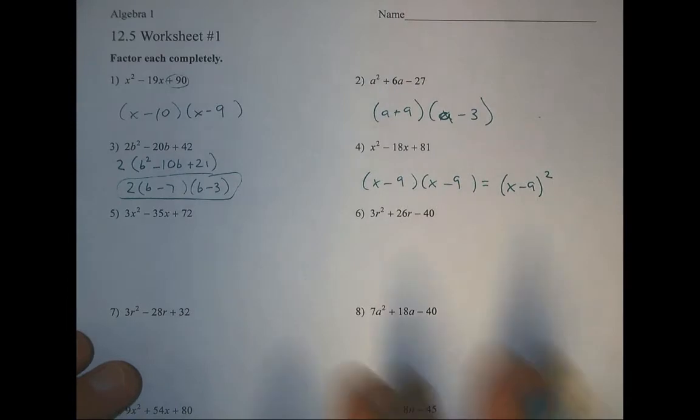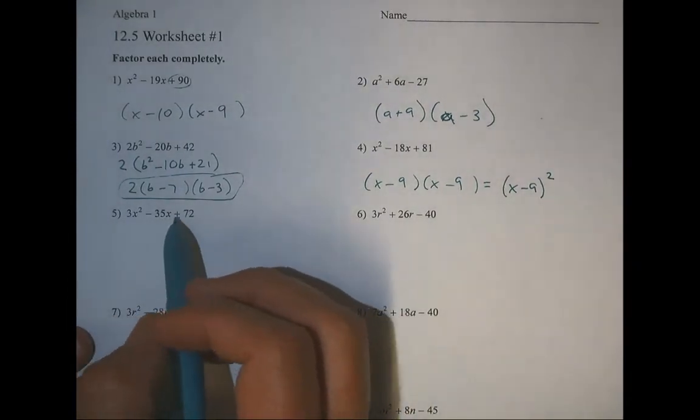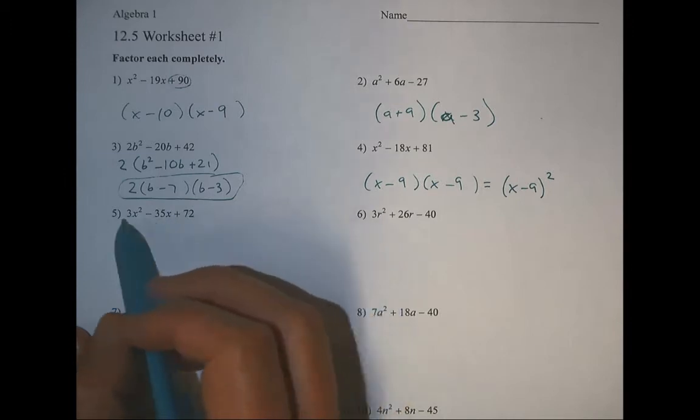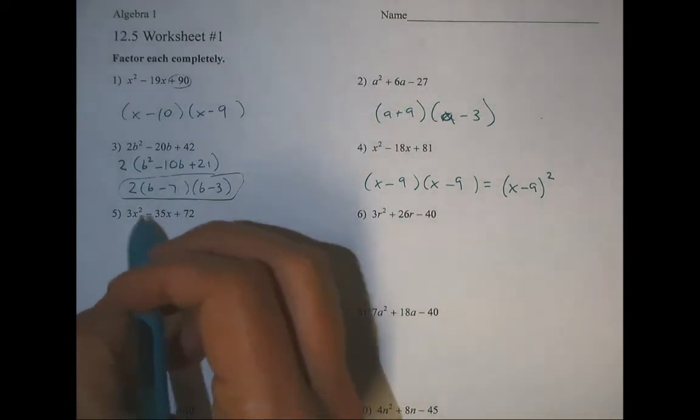All right, now to the new work on 12.5. So we've got a coefficient up front. First thing you should check is, can I factor it out of everything? And I cannot. 3 does not go into 35. So I'm going to have to use kind of my new tricks to get this done.